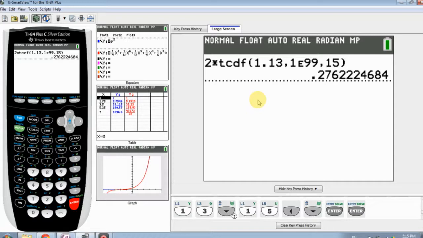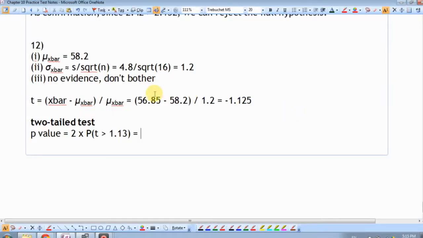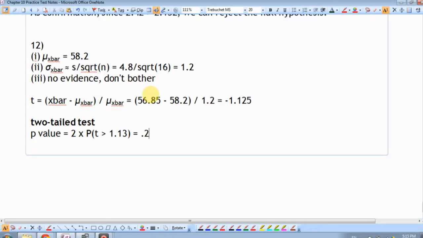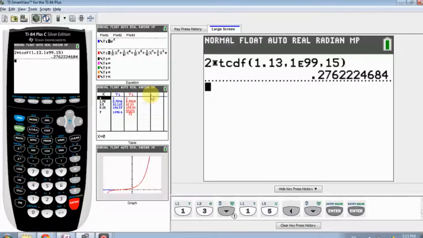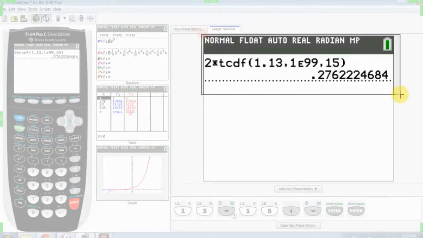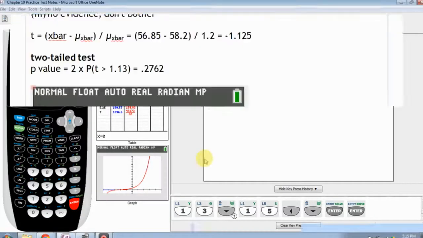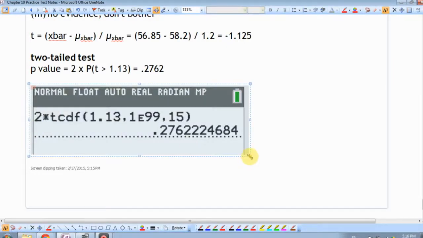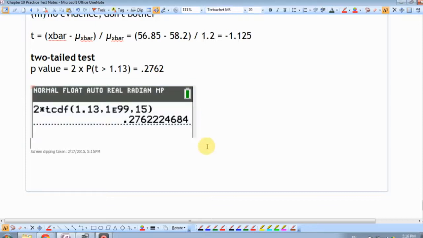The degree of freedom is 15. What did I say? 2762. Let's paste that on there. So what do you mean by the appropriate test statistic? Find the value of the appropriate test statistic. That would mean either T or Z. Which one is appropriate?